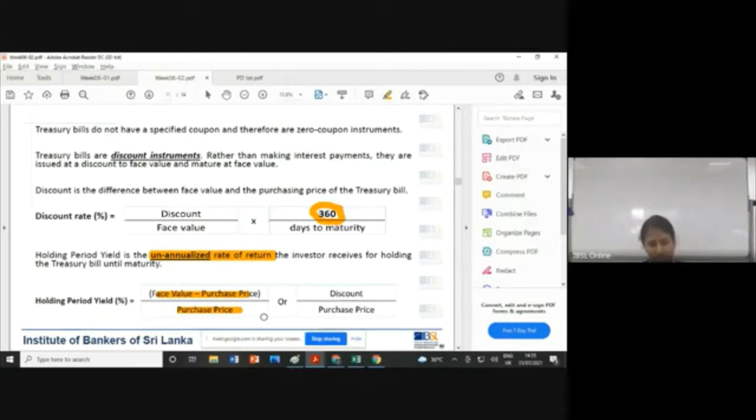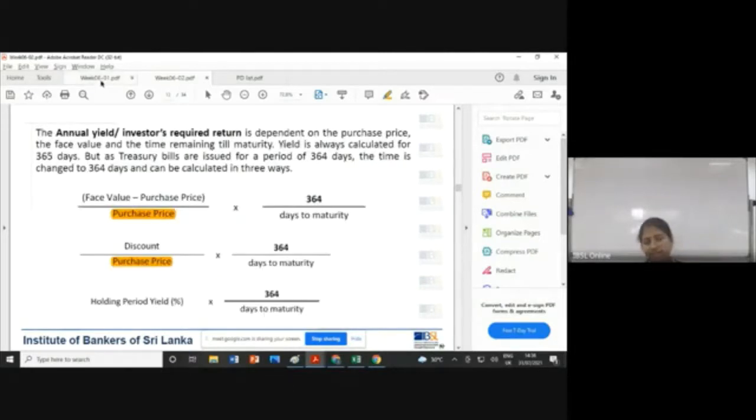The opportunities are different. So I would have to annualize the return that comes as holding period yield. Yes, you held it for 3 months, but if I have to compare it against a 1 year instrument, what is my return for 1 year? If you annualize this, what could have been my return for 1 year? There you see annual yield, or investors' required return, because you talk in terms of a year. For a year, this would be your annual yield.